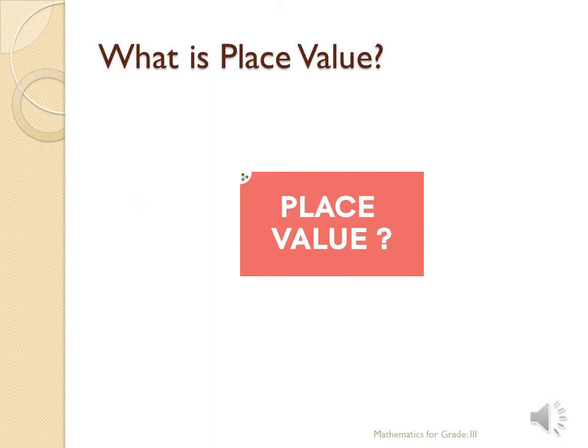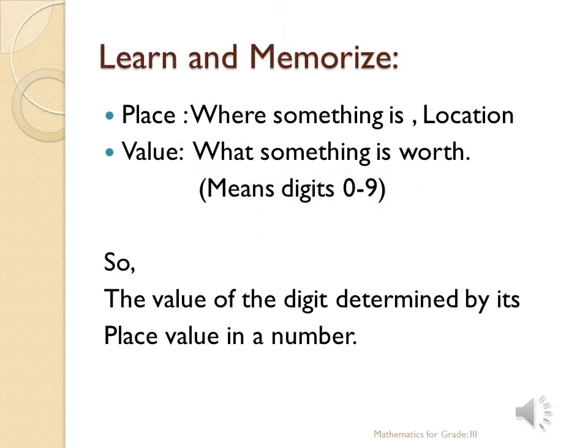What is place value? Think for a while. Now, whatever comes to your mind, write it down on a piece of paper. Let's learn and memorize. The word place means where something is located, and value, what something is worth, means from digit 0 to 9. So, the value of the digit is determined by its place in a number.